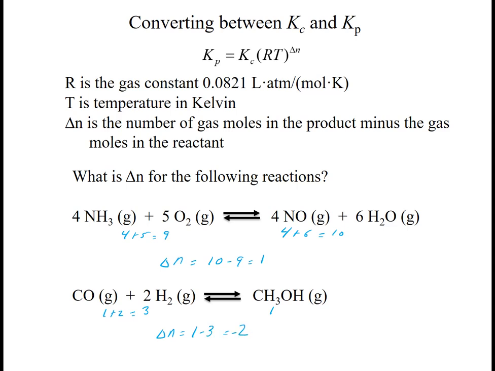So that's basically what you do. The 4 came from the coefficient, the 6 came from the coefficient, the 4 came from the coefficient, and the 5 came from the coefficient, and you just sum those up. Now, I didn't point that out, but all of these are gases. If it's not a gas, it's not included in this count. It's only the moles of gas that are counted.